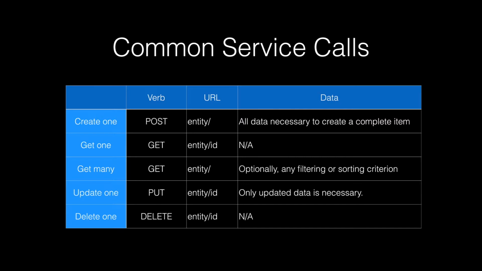And then with the delete one, again, we're going to want to call that entity's endpoint, pass in the specific ID of the item we want to delete, and we really don't need to send any other data with it because we don't really care what's in it. We just know this is the one we want to delete, and that is that.